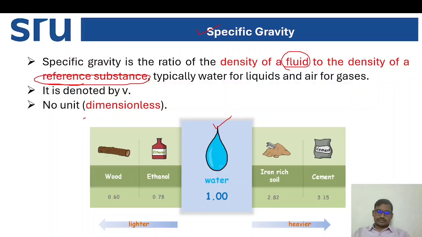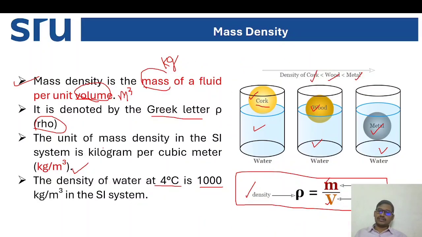Water is 1. And the specific gravity of wood is 0.6 and ethanol is 0.78. So here wood has less density. Now you compare: water is denser. That's why wood will float on that water. As I have shown previously, here you can see in the second image, wood is floating on the water, and cork also.